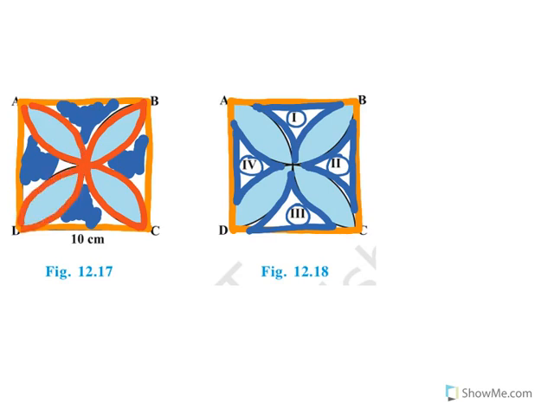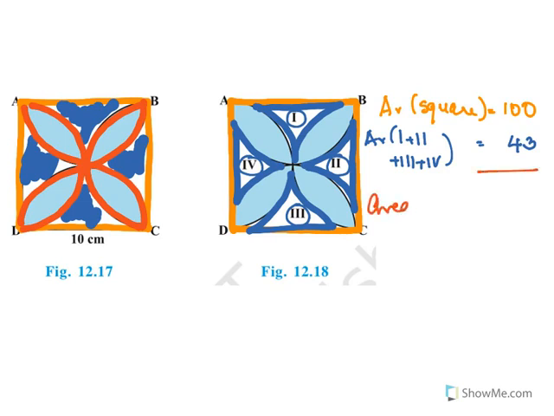So area of square, which we found was 100. From there we subtracted these 4 areas, 1 plus 2 plus 3 plus 4. That area was 43. And on subtraction of both these areas, we got area of the petals or the design, and that was 57 centimeter square.